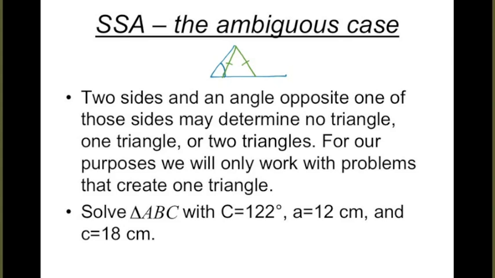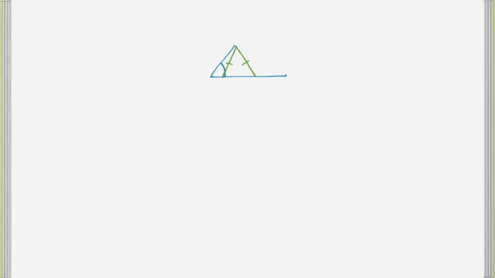I don't have room to do the work here, so I'm just going to erase the problem and go to a whiteboard. We're going to set it up the same way. All of our solving a triangle problems, we're going to set up the same way by making our chart of given information. So in this one, we were given angle C is 122, little a is 12, and little c was 18.